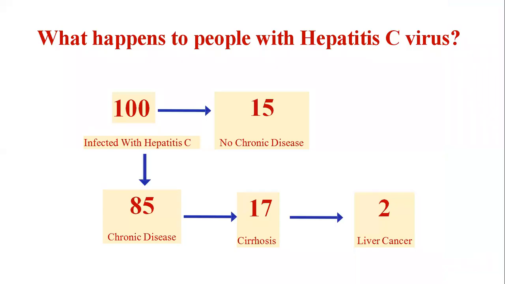So the question will come, what happens to people with hepatitis C virus? A statistic shows that out of 100 individuals infected with acute hepatitis C, 15 will develop no chronic disease. So 85 out of 100 may develop chronic disease. Out of these 85, only 17 will develop cirrhosis and 2 may develop liver cancer or hepatocellular carcinoma. So these are the statistics.